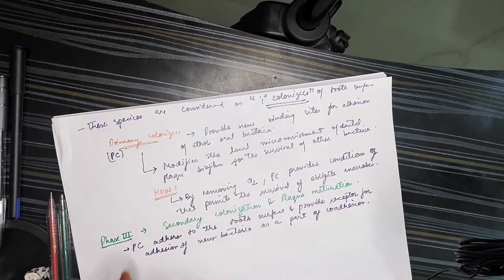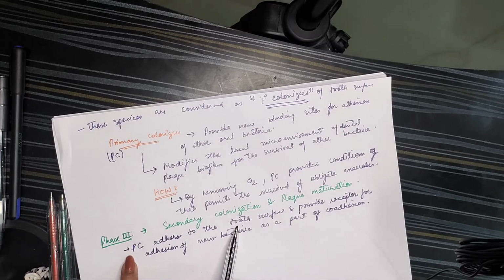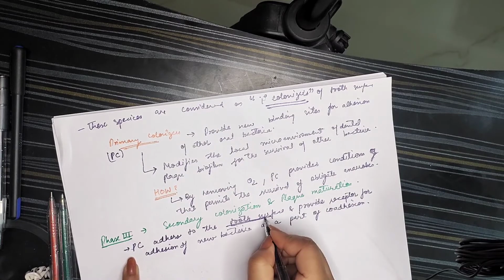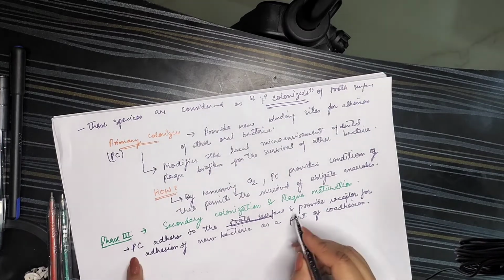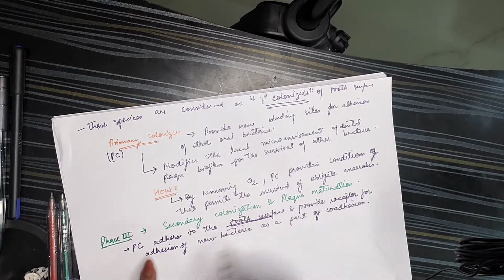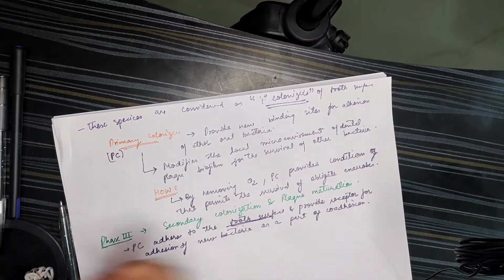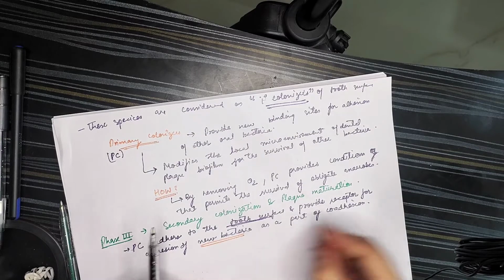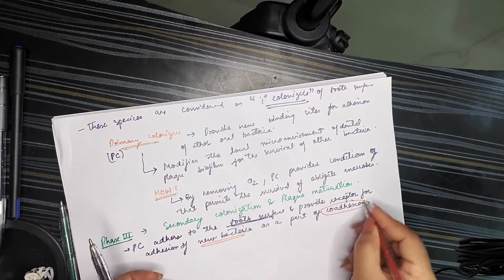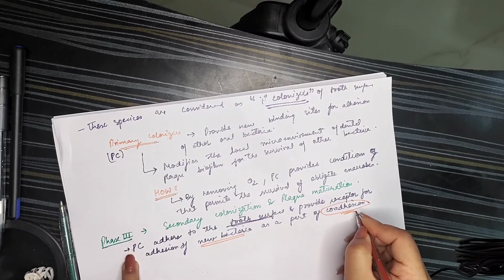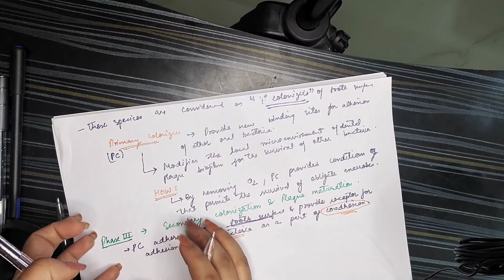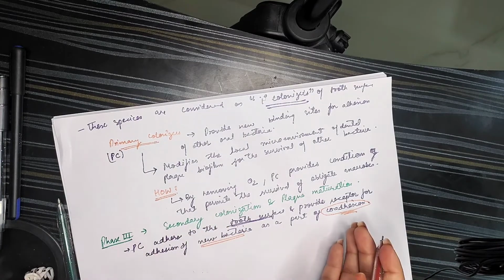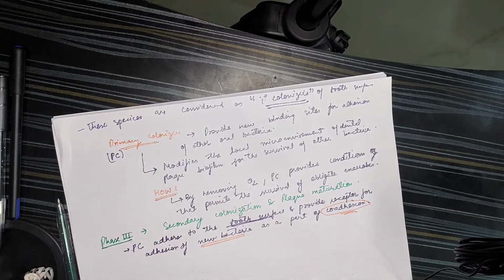So what primary colonizers do, first they adhere to the tooth surface and also they provide the receptor for the addition of new bacteria. And this is co-adhesion, because primary colonizers adhere first to the tooth surface and then they provide a receptor for the addition of new bacteria.